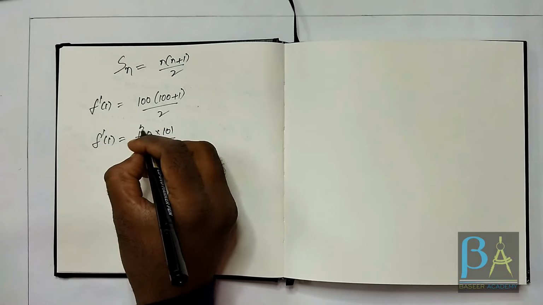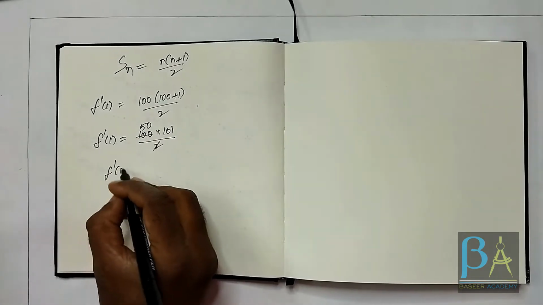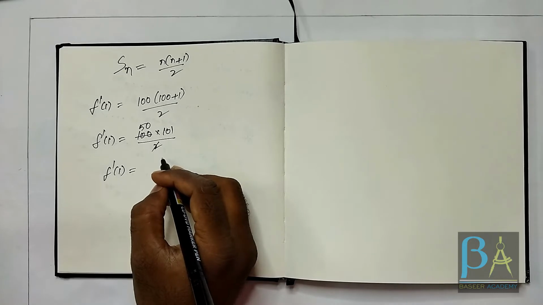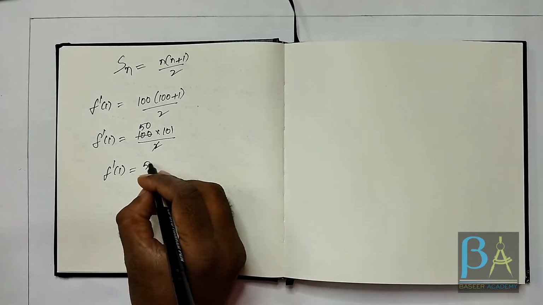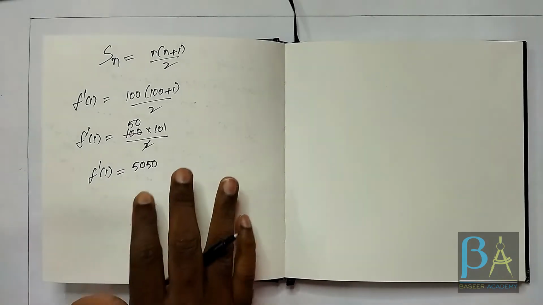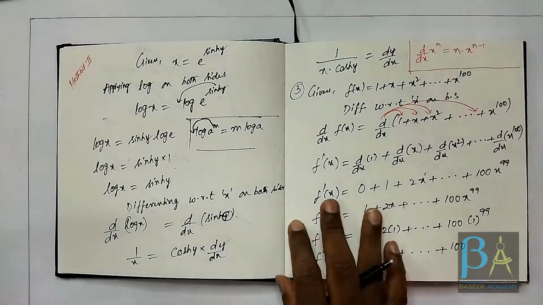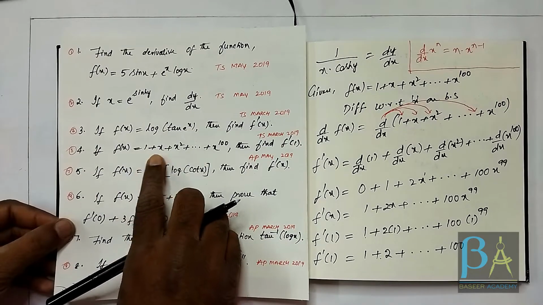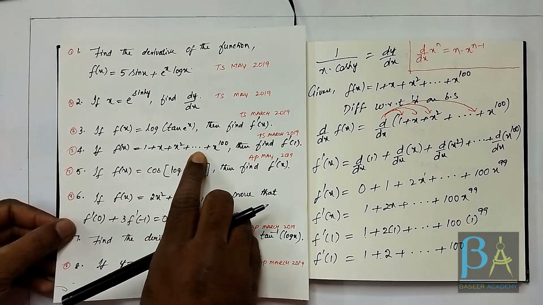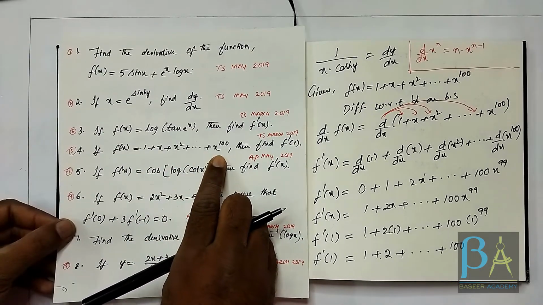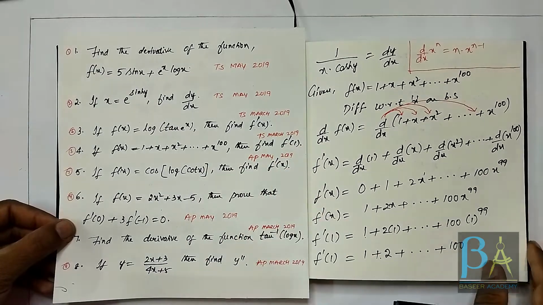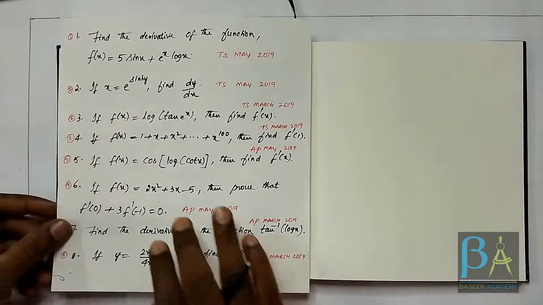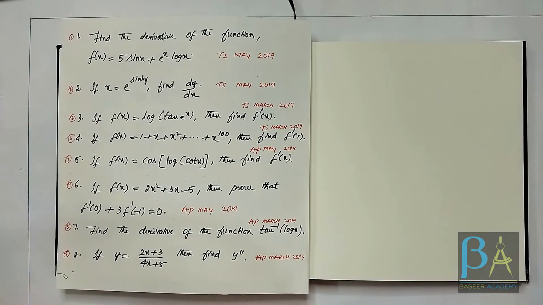2 into 5 is 10, 0 as it is. So f dash of 1 is going to be 101 into 5 into 10, that is 101 into 50. 101 into 50 is 5050. So that's our answer here. We were given the function f of x as 1 plus x square plus so on till x power 100, and we were supposed to find f dash of 1, and we found the value of f dash of 1. Let us now move on to the next question.